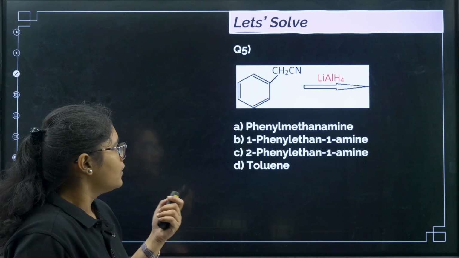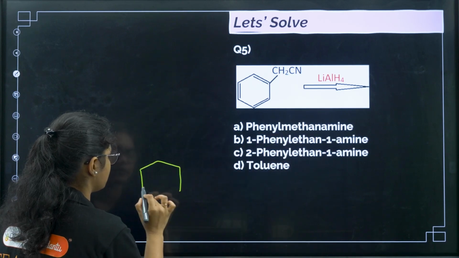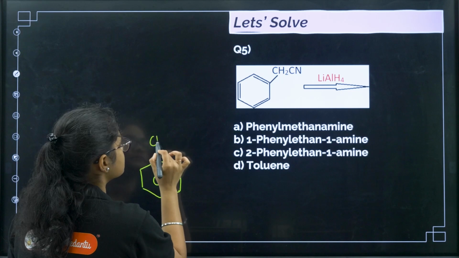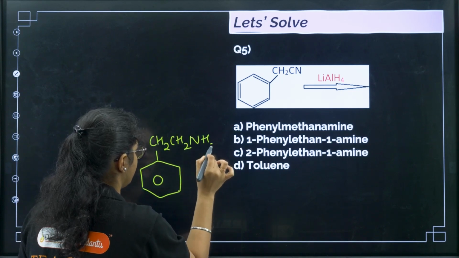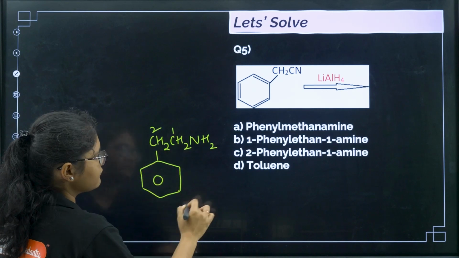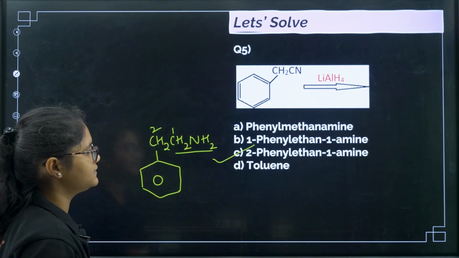Okay, now if you see this one, you can easily guess the product. The CN group will be reduced, so we will get CH2CH2NH2. This is 1, 2, so we will have 2-phenylethanamine. So the correct answer is option number C.